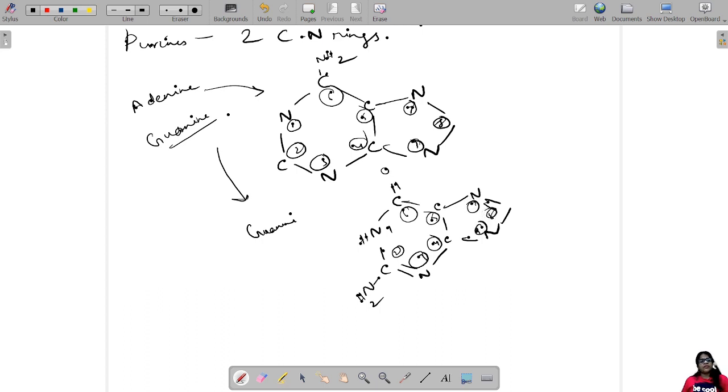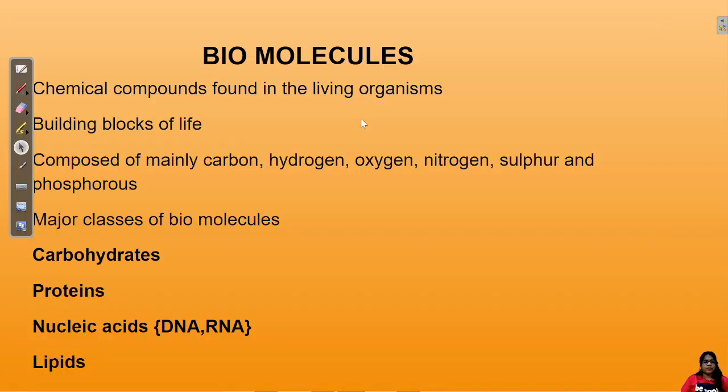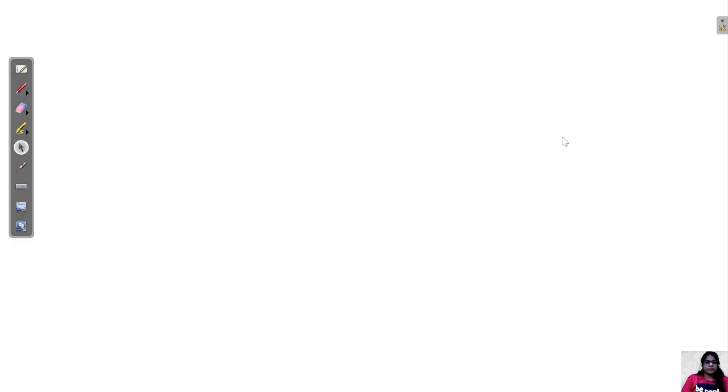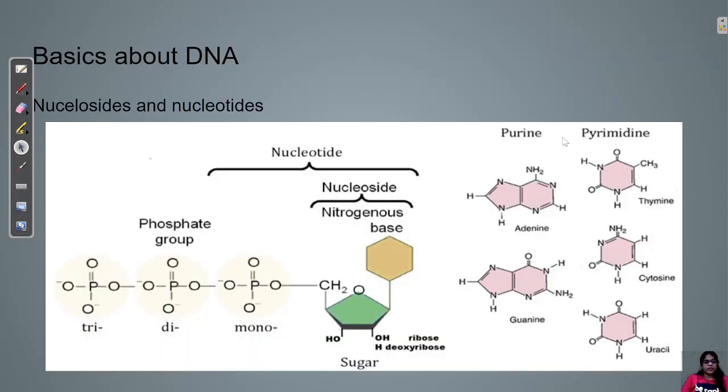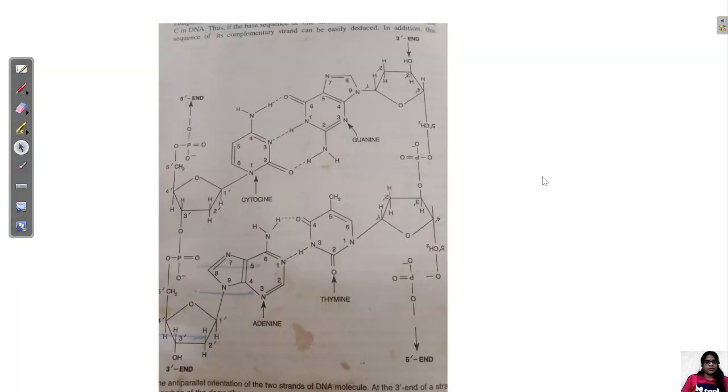Okay, done. So this is the structure of adenine and this is the structure of guanine. So you are well aware of it, right? Okay, now let's go to the desktop. So these are the nucleic acids that I'm talking about. See, I have already discussed purine, pyrimidine and so on. Okay. Now, this is the important thing that I want to discuss.